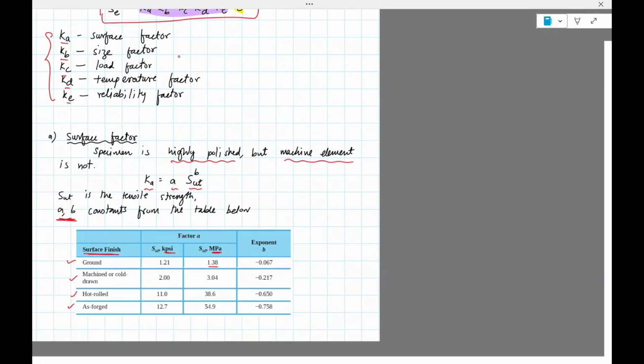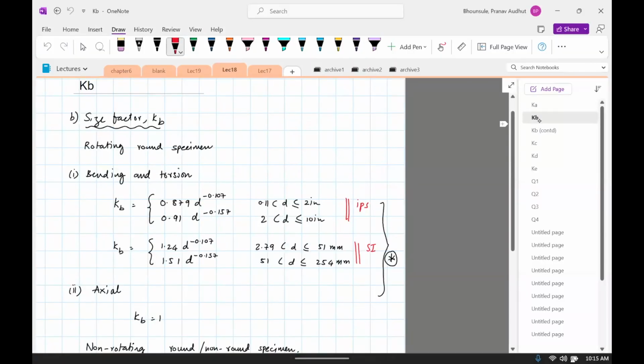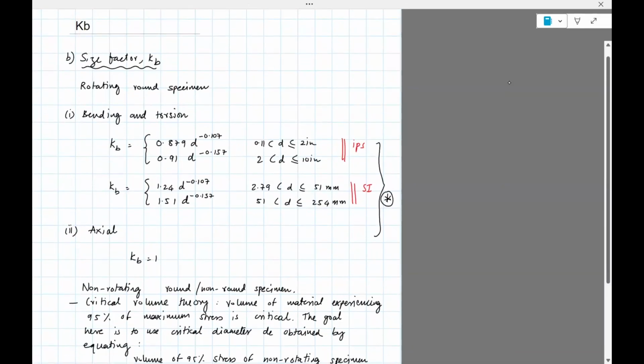Okay, let's look at the next one. Kb. Kb is a size factor. Normally when you do this test, you have a round rotating specimen that is actually spinning. It's spinning because then you can apply the cycles, right? So if it is in axial loading, it won't modify anything. But if you're doing a bending and torsion test, then you need to find the factor kb, and that kb will depend on the diameter and will not depend on anything else. So take the diameter either in IPS or SI units, compute the factor kb, and that sits there.